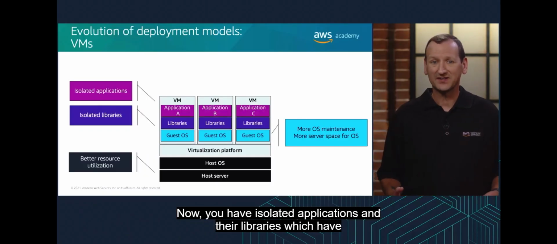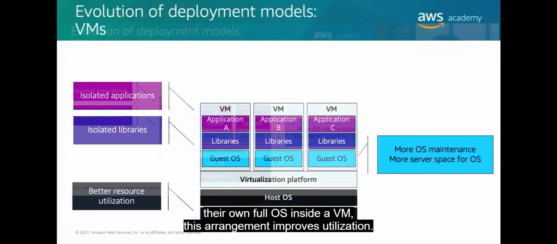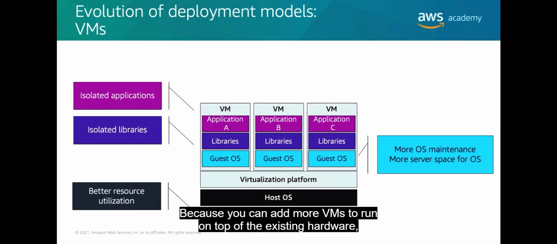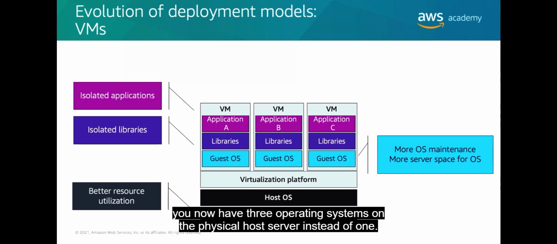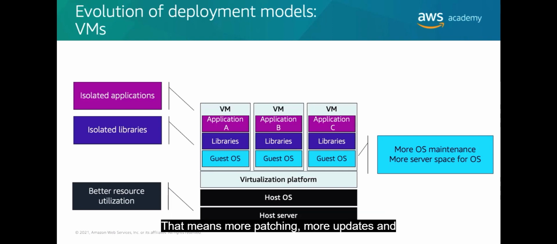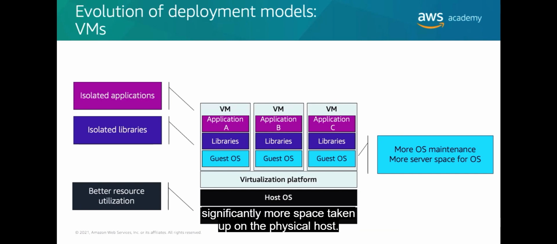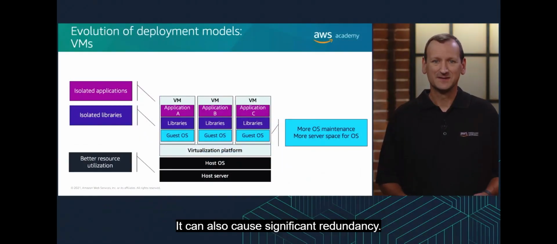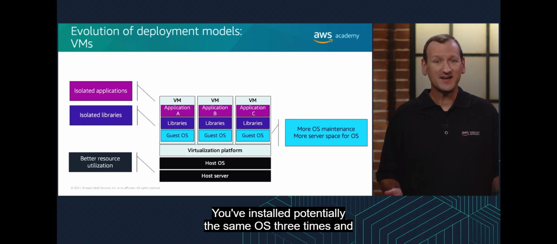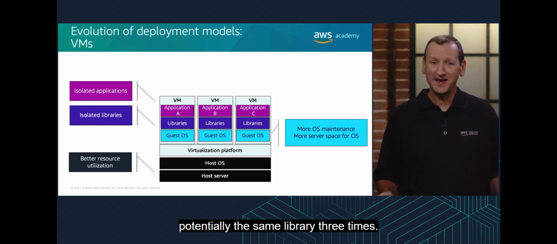Now you have isolated applications and their libraries which have their own full OS inside a VM. This arrangement improves utilization because you can add more VMs to run on top of the existing hardware, which greatly reduces your physical footprint. The downside to VMs is that the virtualization layer is heavy. In this example, you now have 3 operating systems on the physical host server instead of 1. That means more patching, more updates, and significantly more space taken up on the physical host. It can also cause significant redundancy. You've installed potentially the same OS 3 times and potentially the same library 3 times.